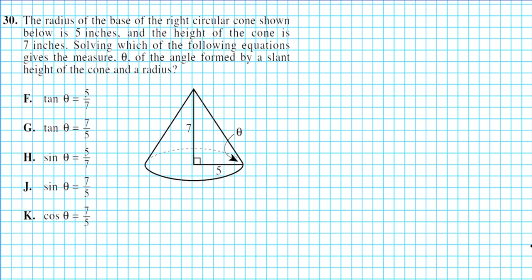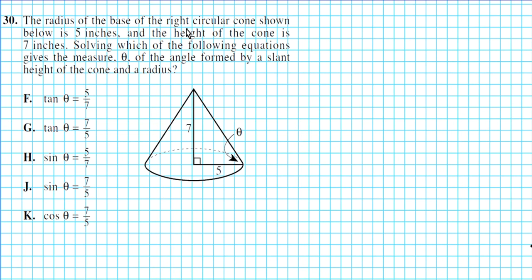Alright, let's take a look at question 30. It says the radius of the base of a right circular cone shown below is 5 inches and the height of the cone is 7 inches. Solving which of the following equations gives the measure theta of the angle formed by a slant height of a cone and the radius. Okay, so let's see. We have a cone right here. This is the radius right here. This is the slant height, and this is the altitude, the height of the cone.